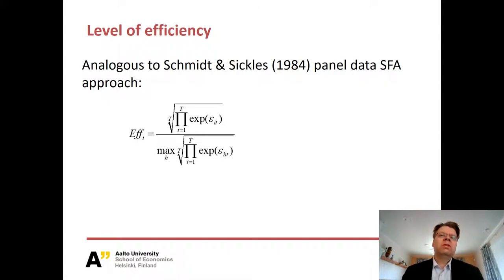Using that specification, I will then measure efficiency levels of the countries or industries using the same classic panel data treatment from the stochastic frontier literature that goes back to Schmidt and Sickles. Firstly, I will take geometric means of these regression residuals, and I will adjust this mean residual to the highest residual in the sample. This allows me to express the efficiency scores as percentages, similar to the DEA literature. So basically, I have rescaled all the residuals relative to the most efficient country in the sample, and I do that separately for the three models: the economic model, the environmental model, and the mixed model.